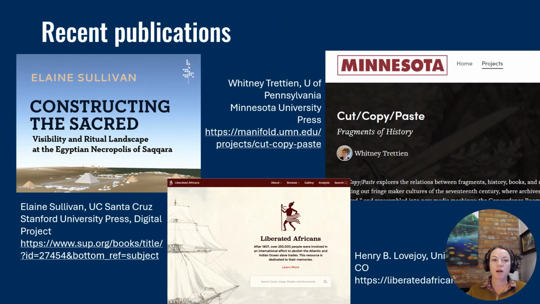What kinds of projects come out of the NEH Mellon program? Here are a few recent examples. Elaine Sullivan, Constructing the Sacred, Visibility, and Ritual Landscape at the Egyptian Necropolis of Saqqara, was published by Stanford University Press and won the American Historical Association's Roy Rosenzweig Prize for Innovation in Digital History in 2020. Henry B. Lovejoy, the Liberated Africans Project, is a website with a large database and analysis. And Whitney Trettien's Cut, Copy, Paste was published through Manifold by the University of Minnesota Press.